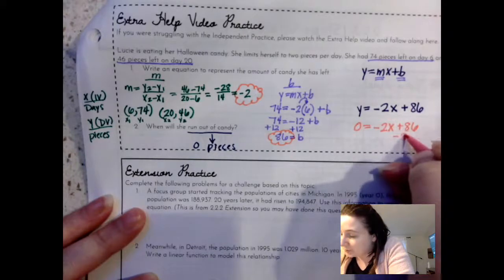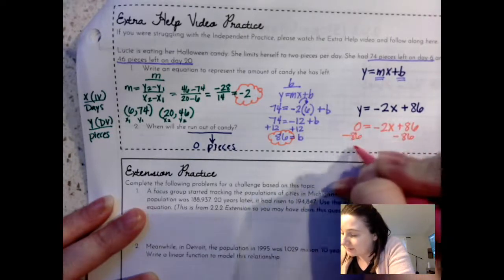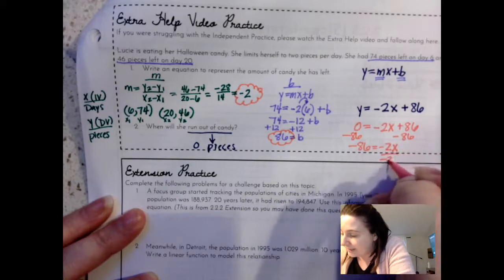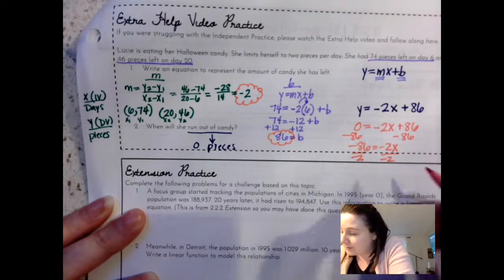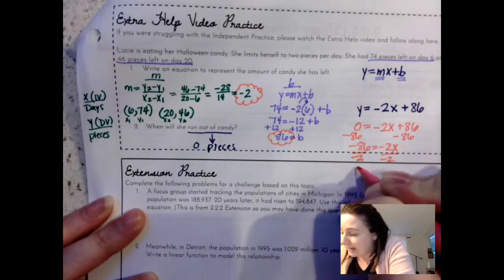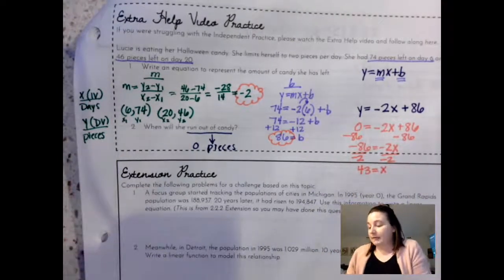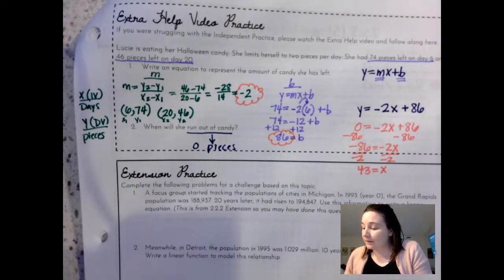So we'd end up subtracting 86 and dividing by negative 2 to get a positive 43 for an x. So it is going to take us 43 days to run out of candy.